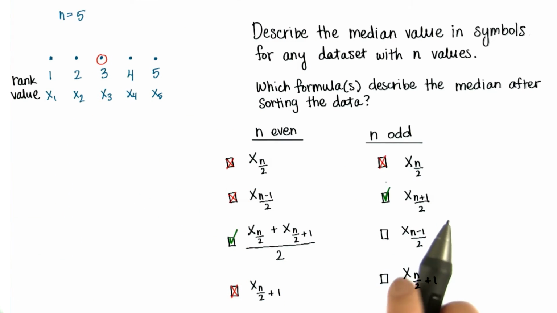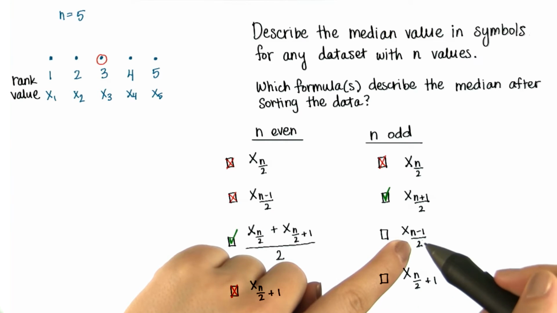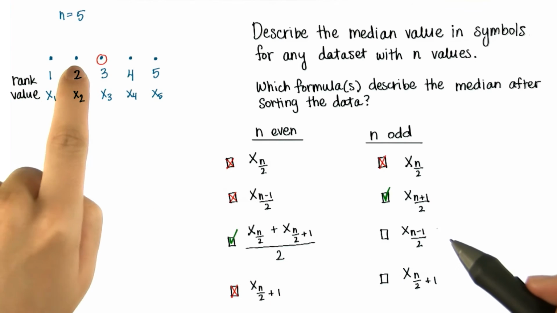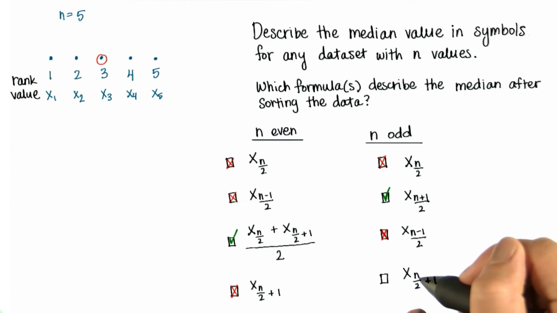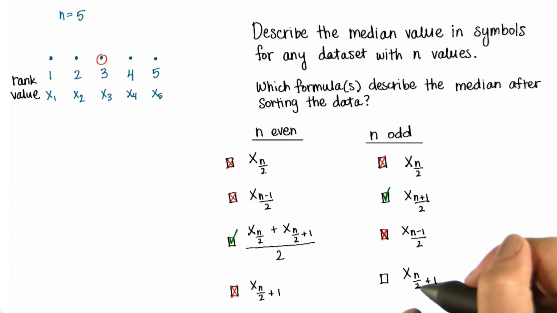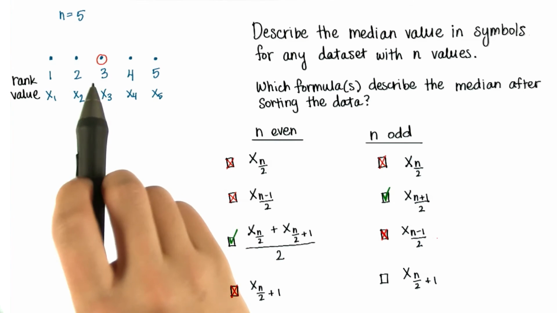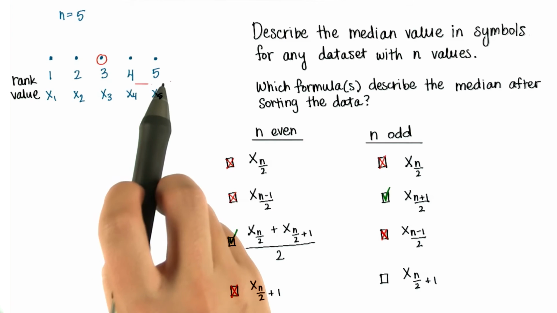Let's still explore the others. If we have 5 minus 1 divided by 2, that gives us 4 divided by 2, which is 2. And the value in the second rank is not our median. And finally, we have 5 divided by 2, which is 2.5, plus 1, which is 3.5. And again, we don't have a value that's ranked 3.5, only integer values.